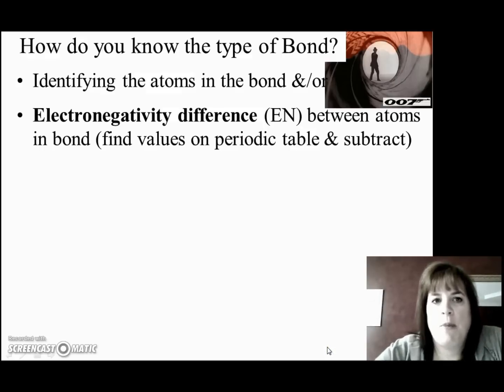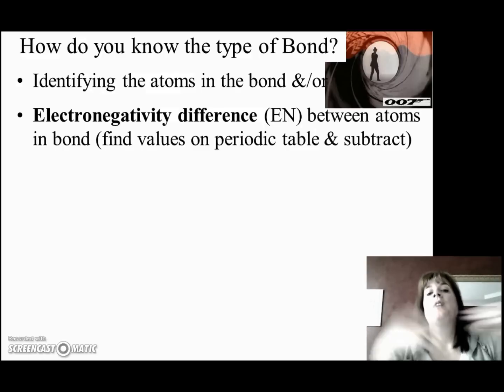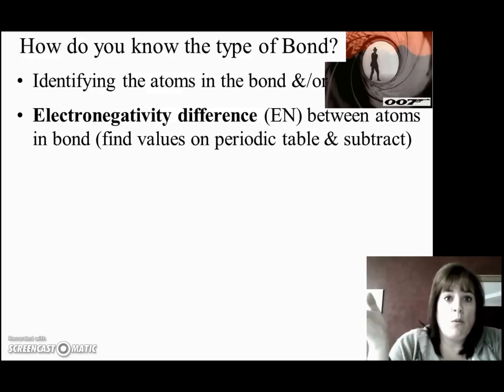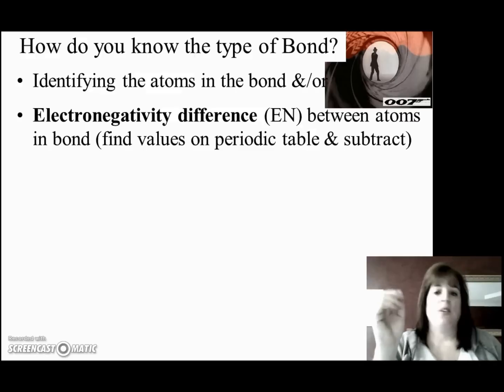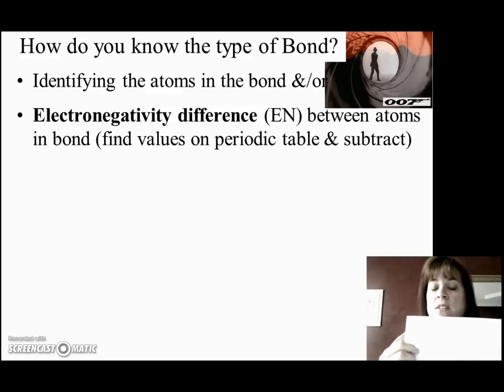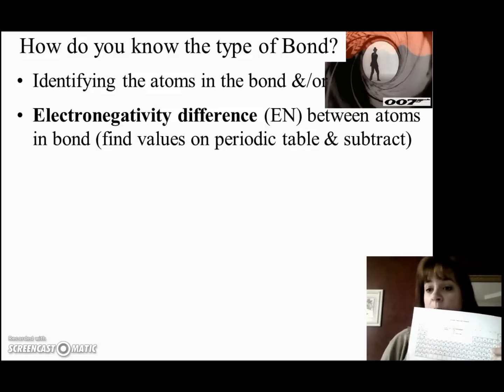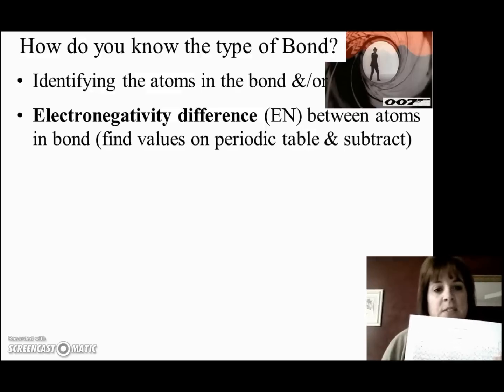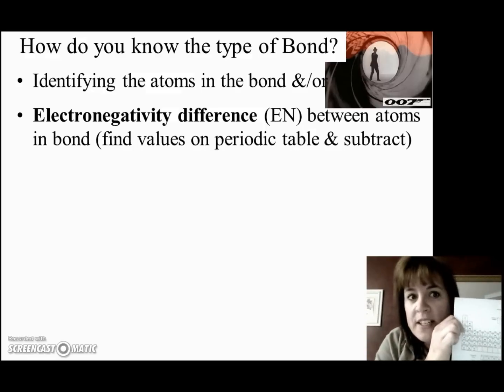So how do you know the type of bond? Is it ionic? Is it covalent? Is it polar or nonpolar? Well, we do this by, one, looking at what the atoms in the bond are. Are they metals, nonmetals, both nonmetals? We also look at electronegativity difference. Difference being the subtraction. So you go to the periodic table and you find the two atoms that are in the bond, and then you subtract their numbers. Now, electronegativity difference can't be negative, so take the absolute value, or always the higher one minus the lower one. But periodic table, again. So get out your periodic table.